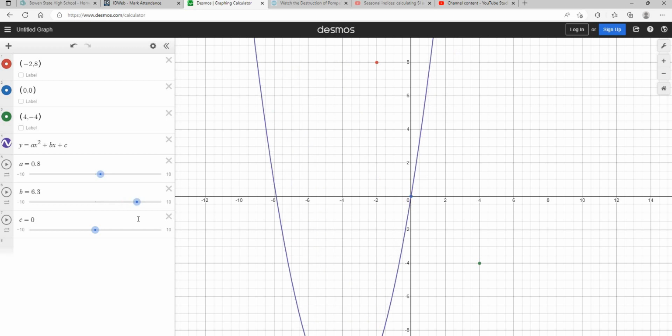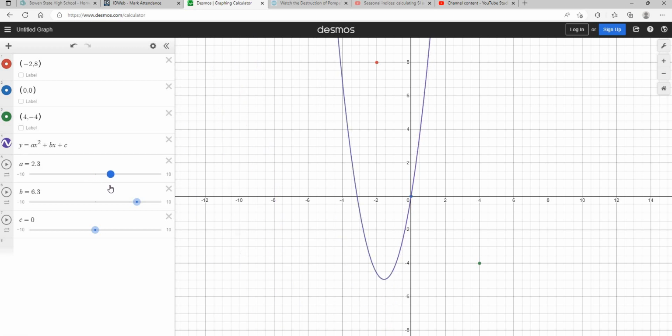Now, another thing I want to just ask, guys, is this line going to be a smiley or a frowny? Smiley. So you know that A has to be positive. So that gives you some options there.